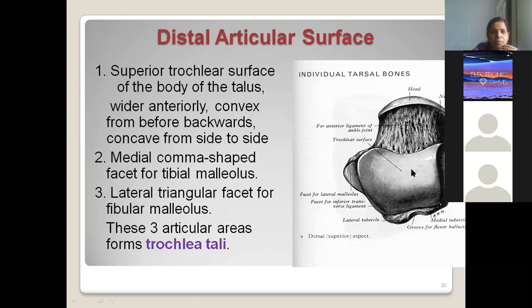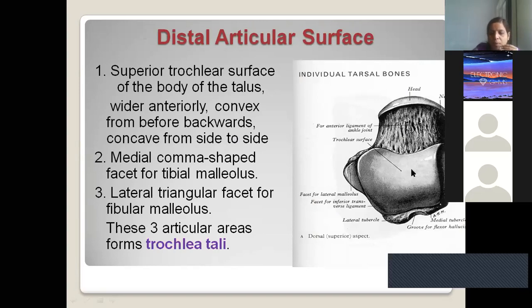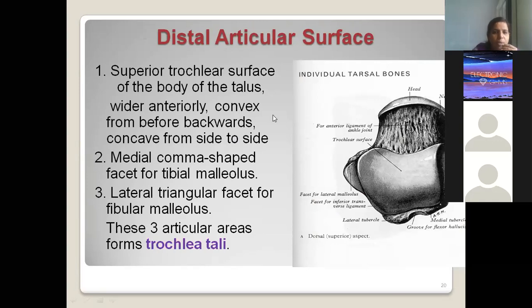Now let us read what is given here. See, the superior trochlear surface is this. With the body of the talus, it is wider anteriorly, convex from before backwards, concave from side to side. So it has medial comma-shaped facet for tibial malleolus, lateral triangular facet for fibular malleolus. These three articular areas, the trochlear surface, comma-shaped facet and triangular facet, together we call it as trochlea tali. Okay, trochlea tali.